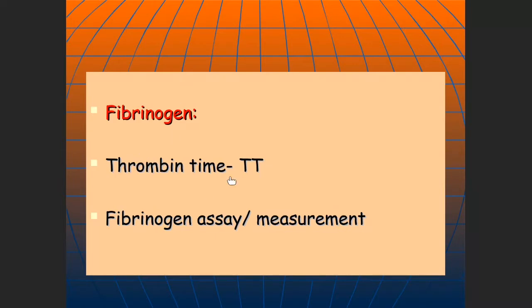If it is prolonged, then there is a problem either in the concentration of fibrinogen or in the function of fibrinogen. That means either hypofibrinogenemia or dysfibrinogenemia. Dys always means abnormal, dysfibrinogenemia. Is that clear?